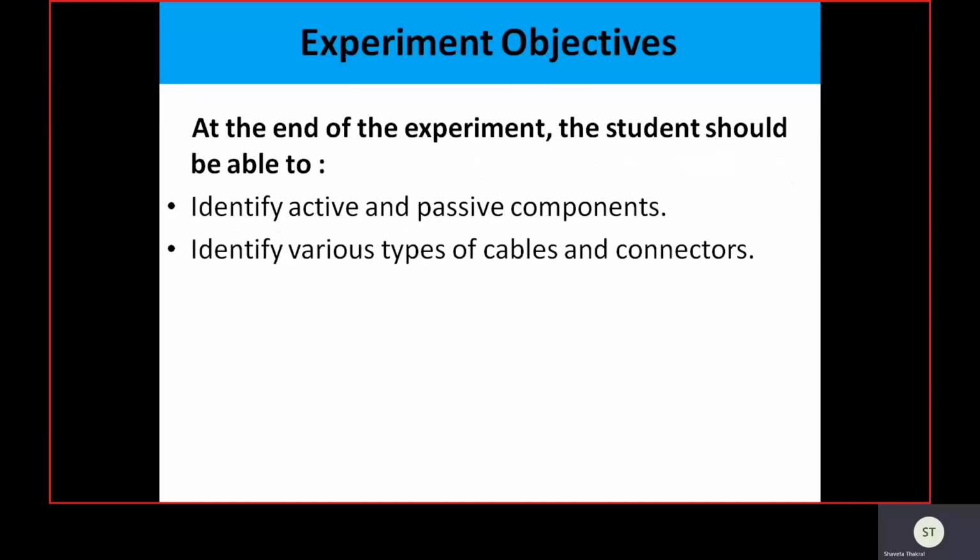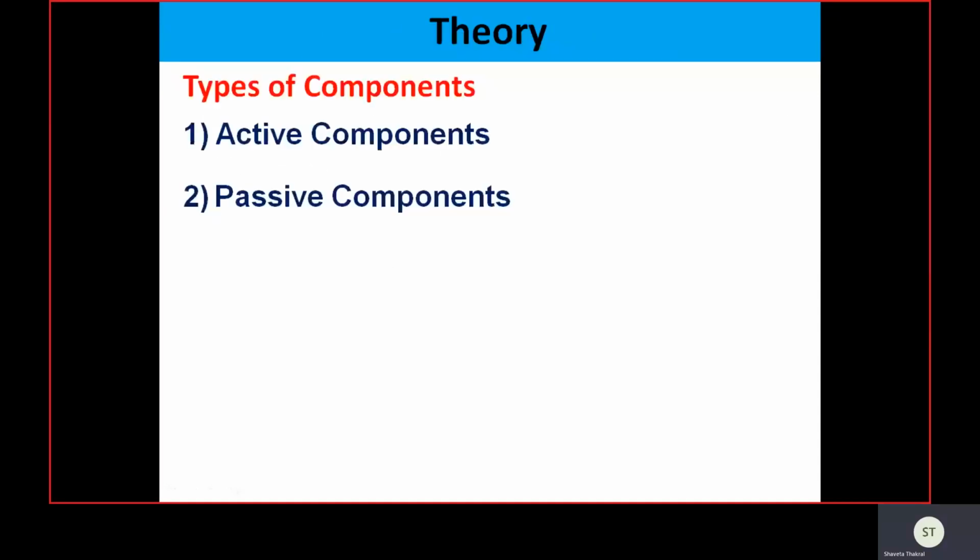The objectives of this experiment are: at the end of the experiment, the student should be able to identify active and passive components and identify the various types of cables and the connectors. So if we discuss electronic components, they are divided into two categories. The one is the active components and the other is the passive components.